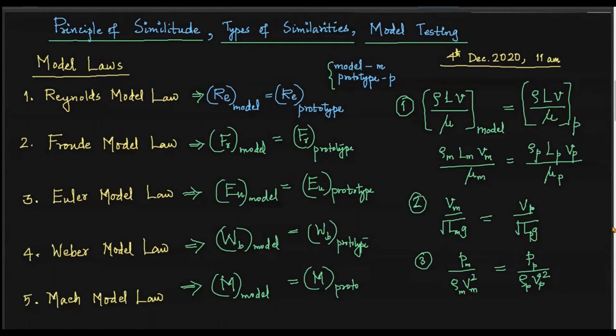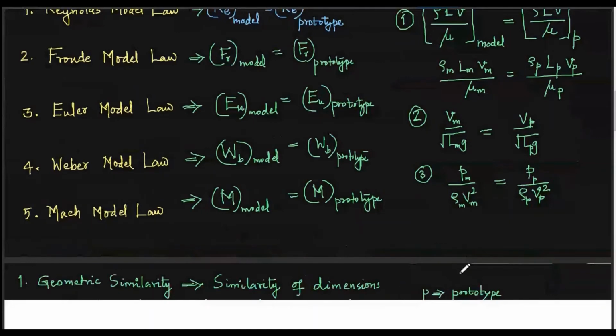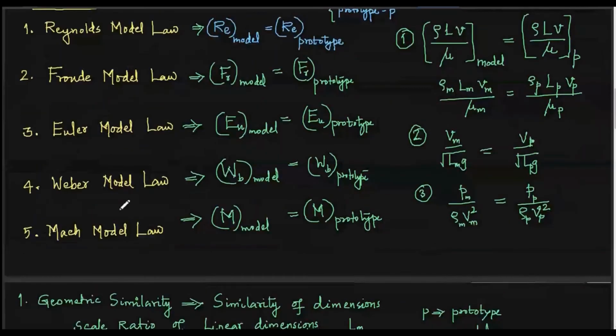So similar to the expressions I have written for 1, 2, and 3, Reynolds model law equates the Reynolds number of the model and prototype. Second is Froude model law, where the Froude number of the model must be equated to the Froude number of the prototype. Then Euler model law means the Euler number of the model is equal to that of the prototype, and Weber model law means the Weber number of the model is equal to the Weber number of the prototype. Weber number is actually the ratio of inertia force to the surface tension force.